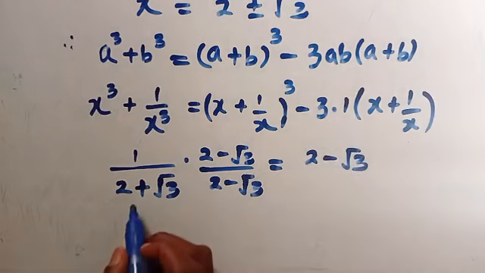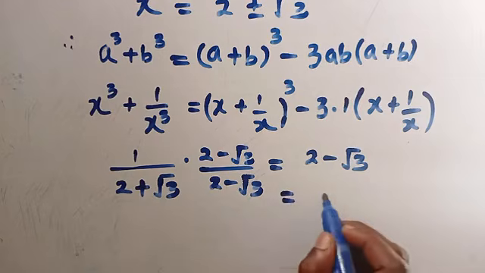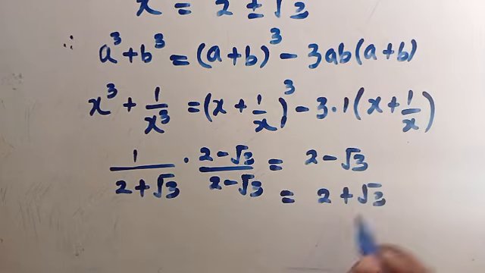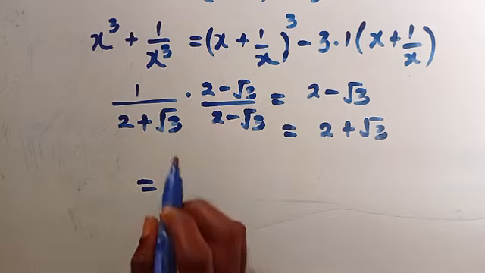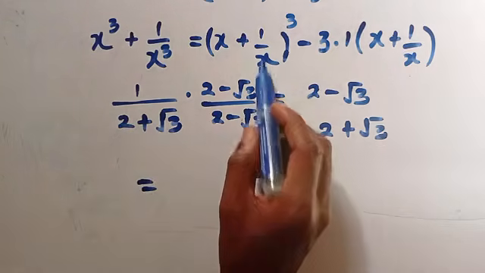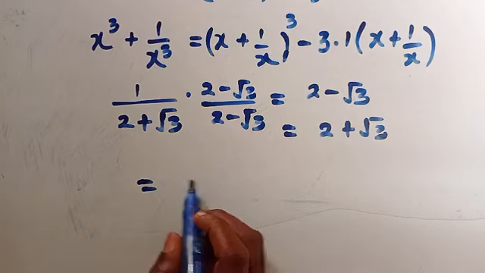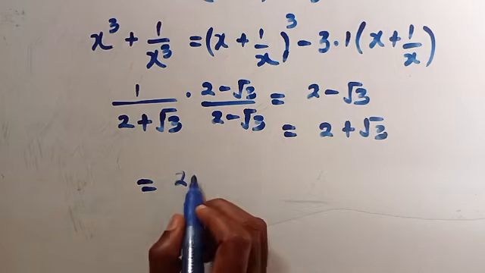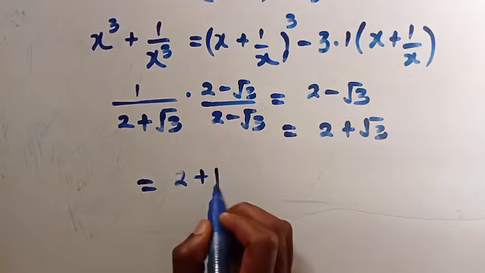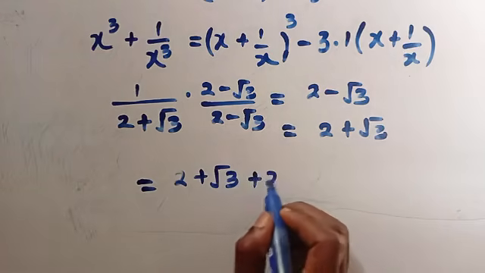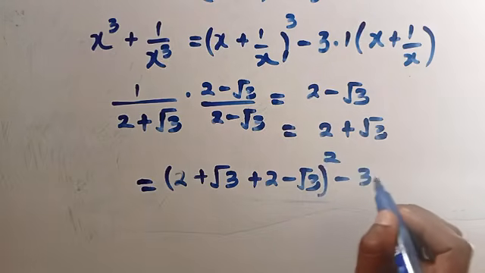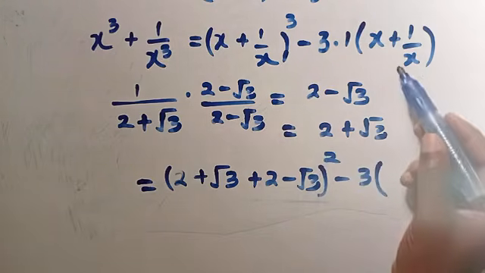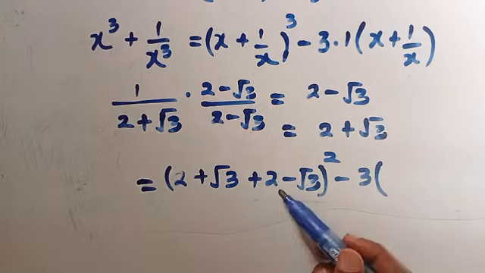And if we try to check for 1 divided by 2 minus root 3, this also gives us 2 plus root 3. So any of these that we use is fine. Therefore, when x equals 2 plus root 3, 1 over x gives us 2 minus root 3. So by substituting, we have (2 plus root 3 plus 2 minus root 3) all raised to power of 2, minus 3 into bracket of, applying the same thing here, 2 plus root 3 and 2 minus root 3.